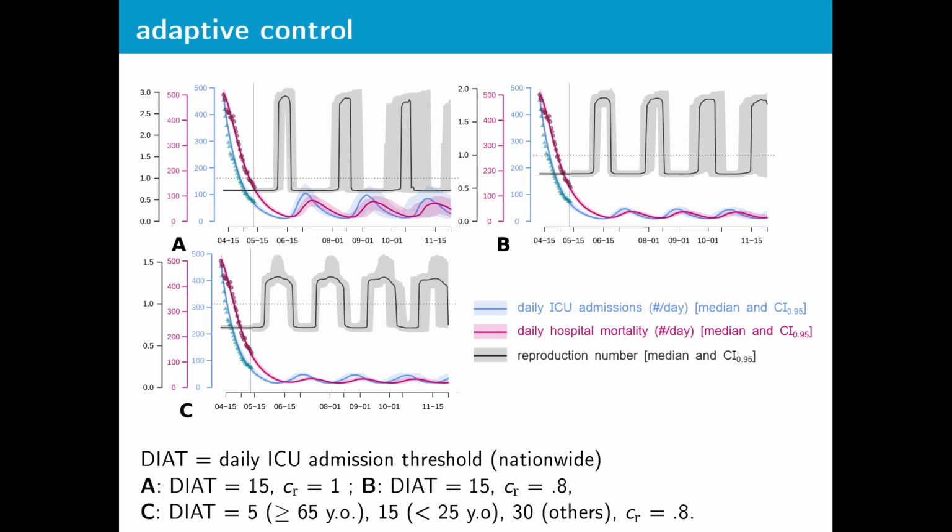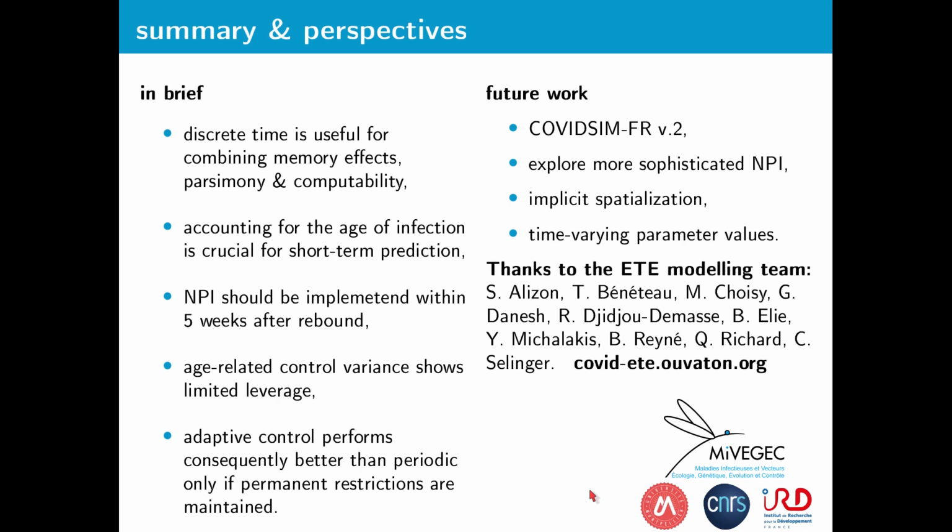In order to have longer periods of relaxed phase, we show that we have to maintain restrictions throughout the whole period, for example, to lower the PCCR from 100% to 80%. Future work will consist in exploring more sophisticated NPIs, taking into account spatialization using metapopulation approaches, and as well allow the values of the key parameters to vary with time.